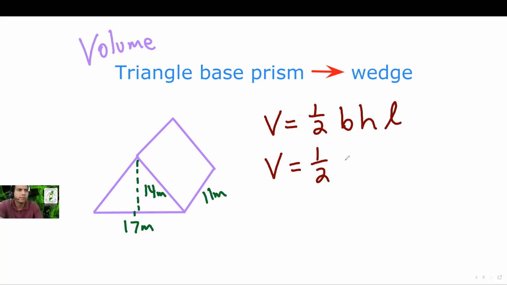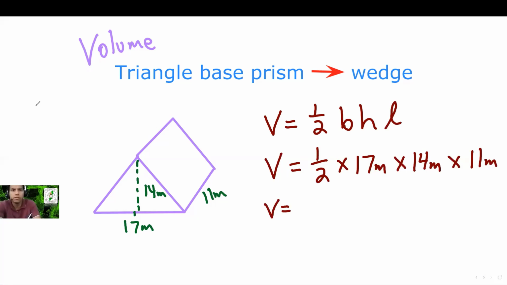So 1/2 times the base, which is 17 meters, multiplied by the height of the triangle, which is 14 meters, multiplied by the length of this wedge, which is 11 meters. In your calculator, you can write 0.5 for half. 1/2 is the same thing as writing 0.5. So you can write 0.5 times 17 times 14 times 11. That's one way to do it. That gives you 1,309 meters to the third power.